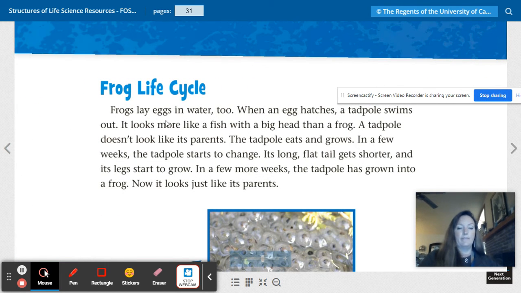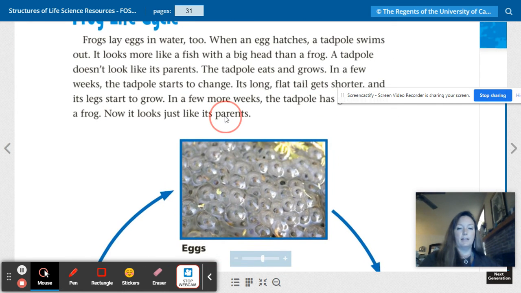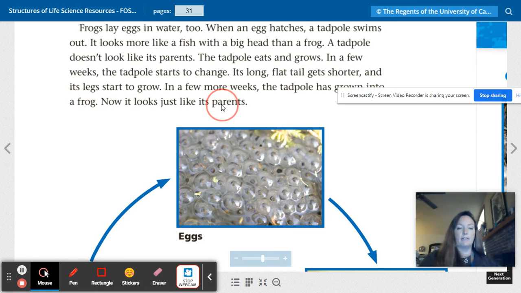And finally, the frog life cycle. Frogs lay eggs in water too. When an egg hatches, a tadpole swims out. It looks more like a fish with a big head than a frog. A tadpole doesn't look like its parents. The tadpole eats and grows.